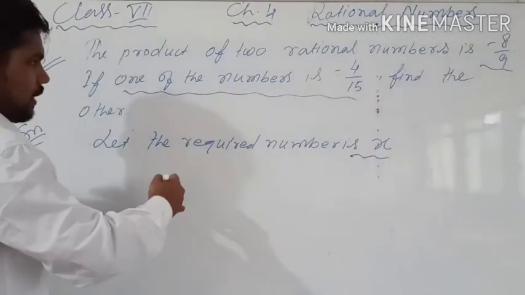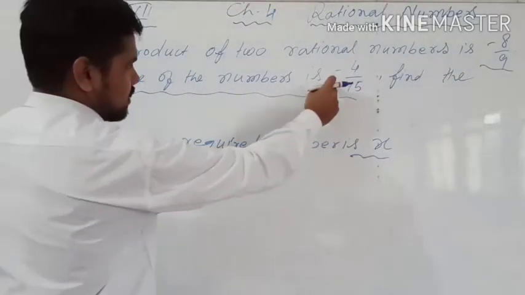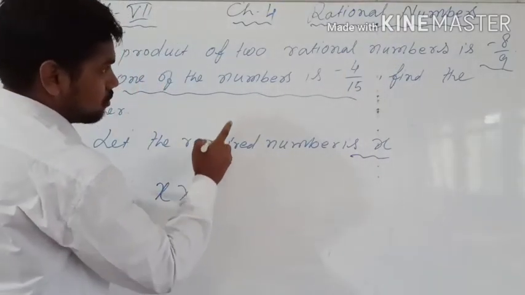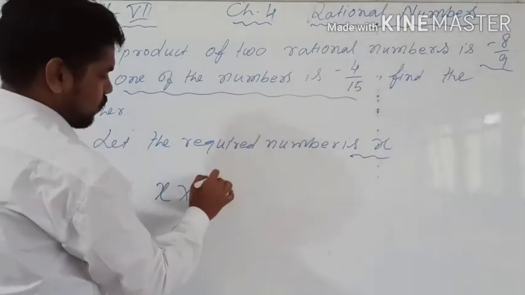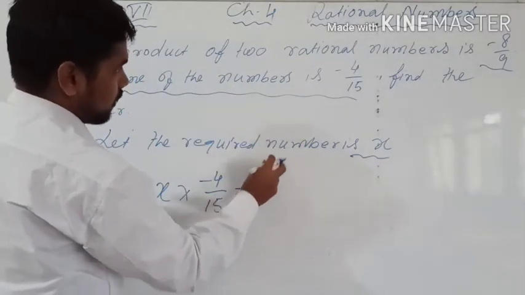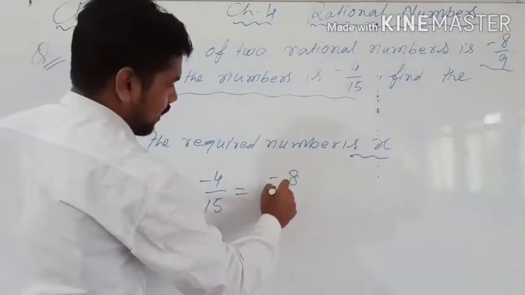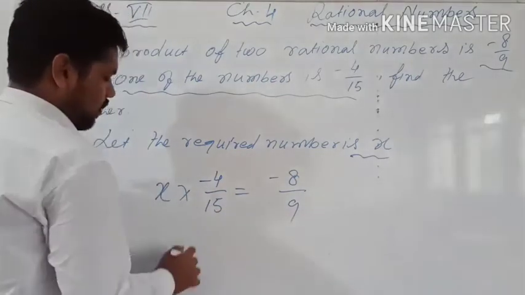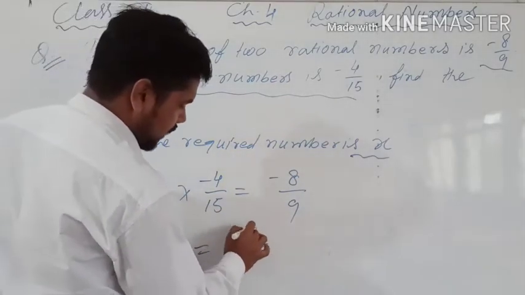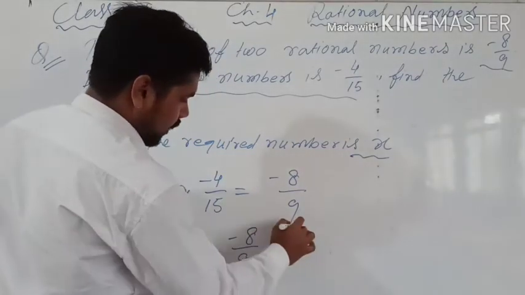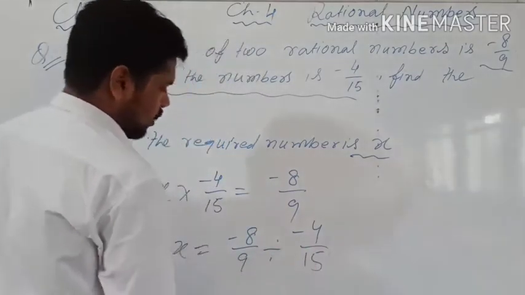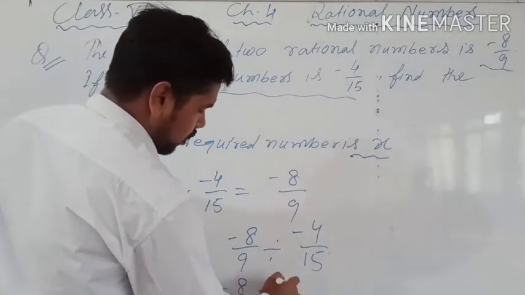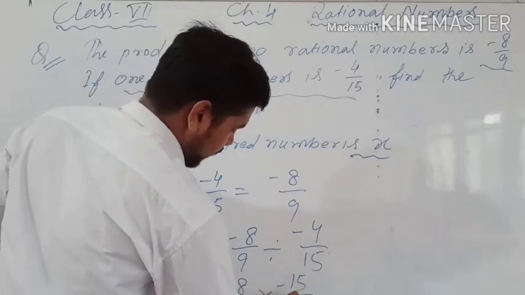Okay, so let's see what it will be. That means x multiply this is equal to this, right? So x multiply this one minus 4 by 15 is equal to the product of the two numbers, minus 8 by 9, right? So here if you take this into this side, it will be divided. So x will be equal to minus 8 divided by 9 divided by minus 4 by 15. So now you have to find the reciprocal of this. So minus 8 divided by 9 into reciprocal of this will be minus 15 divided by 4.